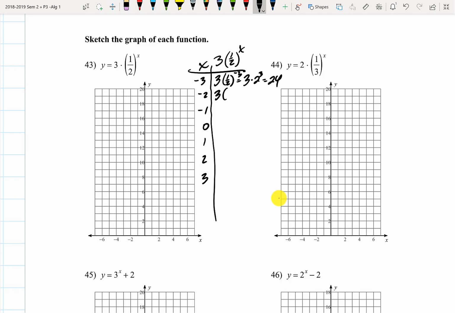Next one, you get 3 times 1/2 to the negative 2 power, which is 3 times 2 squared, which is 3 times 4, or 12, and I can plot that one. So I can plot from here down. So left 2, up 12. So right there, there's negative 2 comma 12. So it's always good to check as you go here.